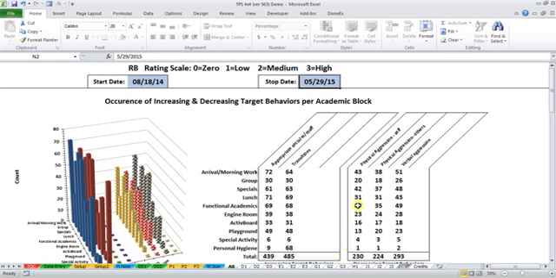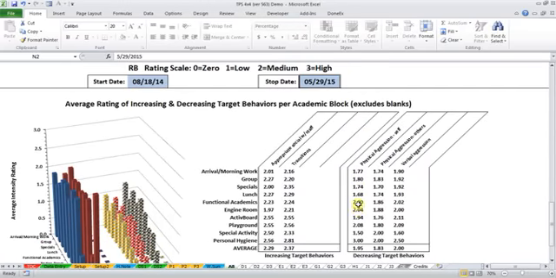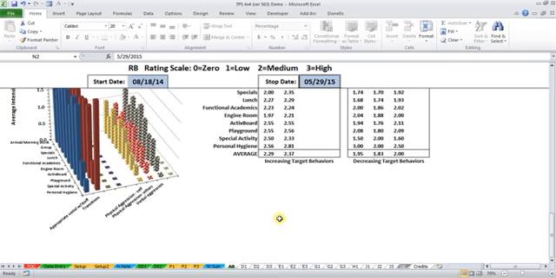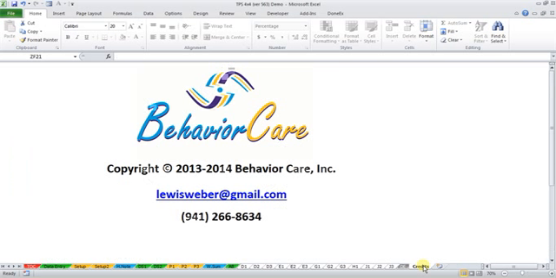And functional academics occurred 37 times. What about for functional academics? What was her average there? It was also 2, slightly less. Instead of 2.04, it was just 2 even. And so that tells us that she's doing it a lot with an average of 2. So there's all sorts of different combinations of analyses that you can use the AB graphs for. It's a wonderful way to inform your FBA, your functional behavior assessment, because you're looking at each individual academic block and how the increasing and decreasing target behaviors are occurring.